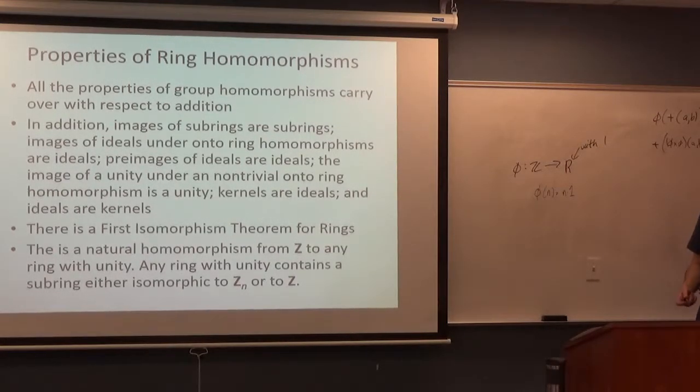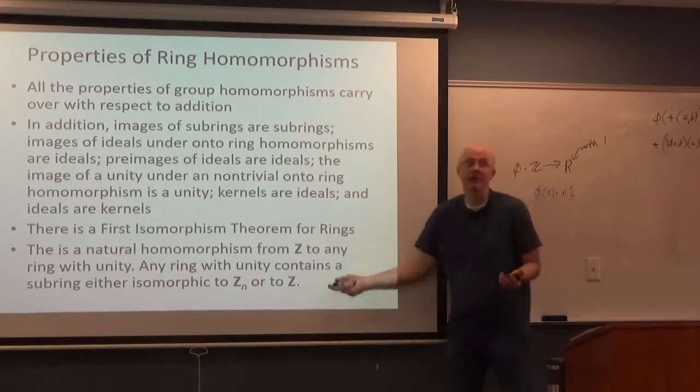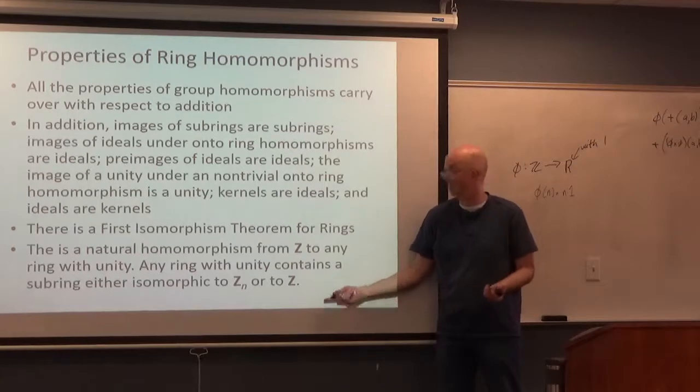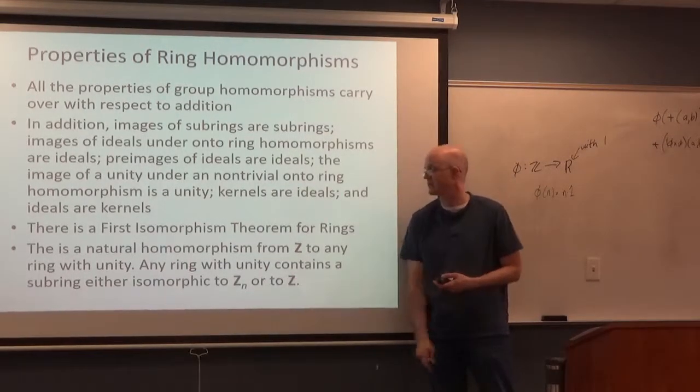And it turns out that, again, any ring with unity contains a subring, either isomorphic to Zn or Z, depending on what the characteristic of the ring is. If the characteristic is 0, it's got a subring isomorphic to Z. If the characteristic is n, it's got a subring isomorphic to Zn.